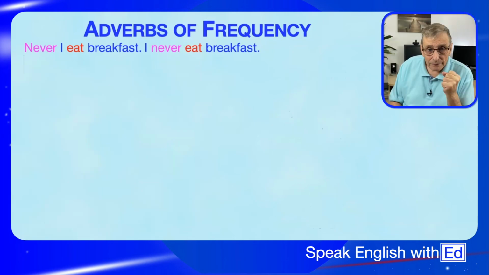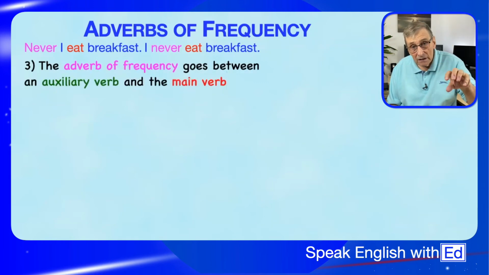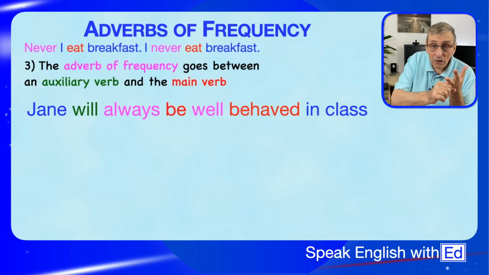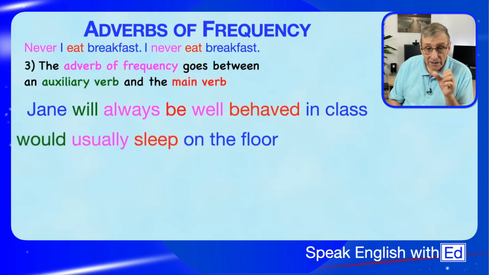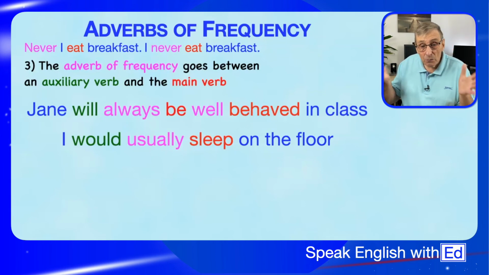So let's have a look. The adverb of frequency goes between an auxiliary verb and a main verb. So, Jane will always be well behaved. So we've got Jane, will is the auxiliary verb, always is the adverb of frequency, and then we've got the verb to be in this sentence. I would usually sleep on the floor. So would is our auxiliary verb, usually is the adverb of frequency, and sleep is the verb that we're modifying.